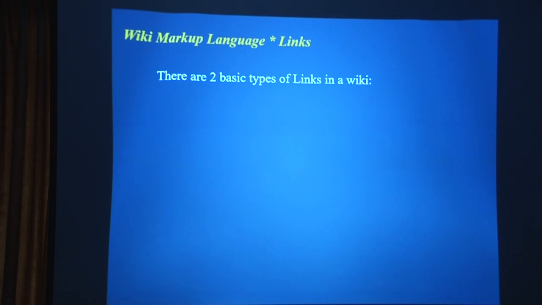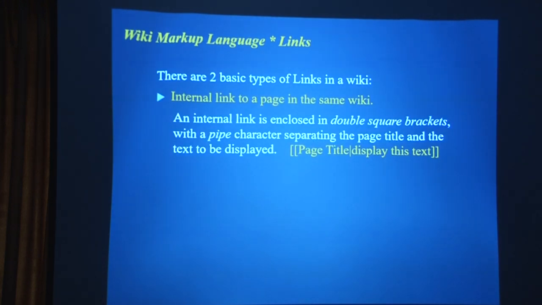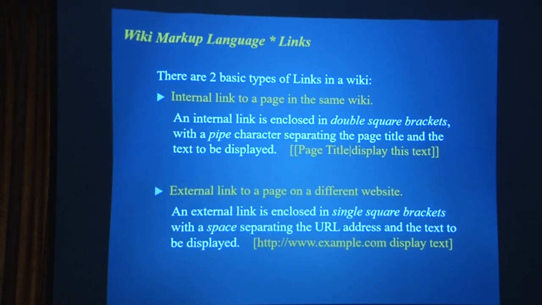Now, as far as links, there's two types of links in the wiki. An internal link points to another page in the same wiki, and that's enclosed in double square brackets, and then it uses a pipe character in between the page title and then what text you want to be displayed on the link. So that's an internal link. An external link points to a page somewhere else on the internet, on a different website. And an external link has only got a single square bracket. In that case, you've got the URL, and then a space separates the URL and the display text that you want.